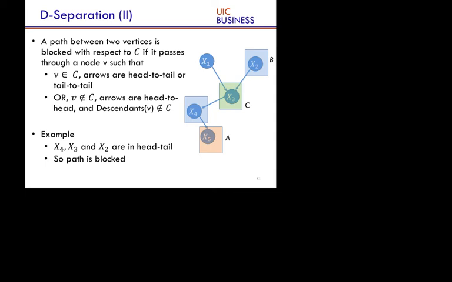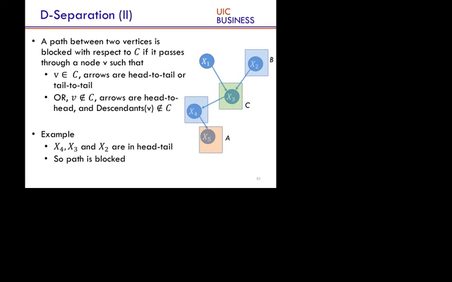the path passes through a node V, and the node V has some properties. What are those properties? In the first case, V belongs to C, and the arrows related to the V node are head to tail or tail to tail. So locally, I'm just saying that for that node V, if it is connected as a head to tail or a tail to tail type of node, then the path is blocked. I'm just defining whether the path is blocked or not. That's just an attribute that I'm attaching to a path. So let's get to the second part later.